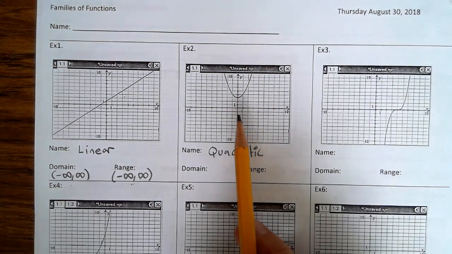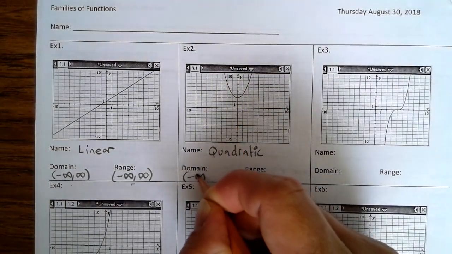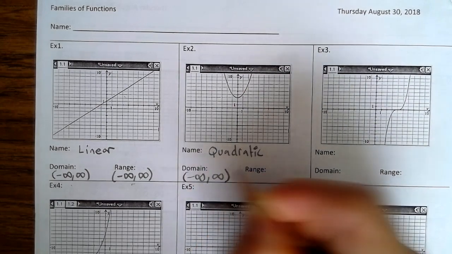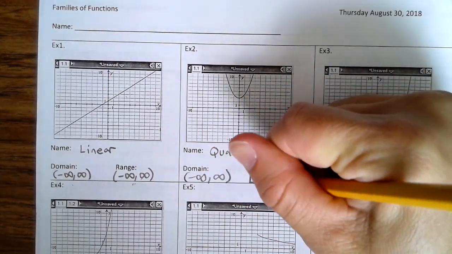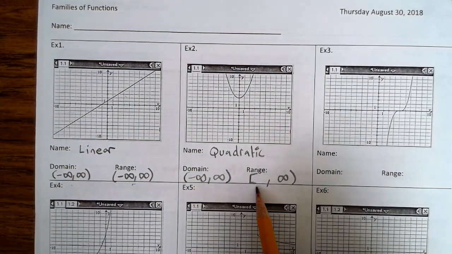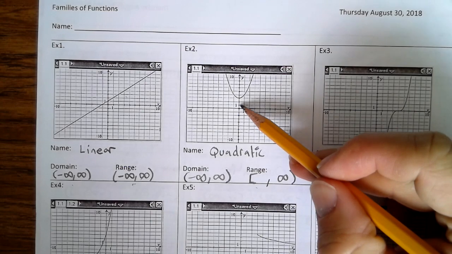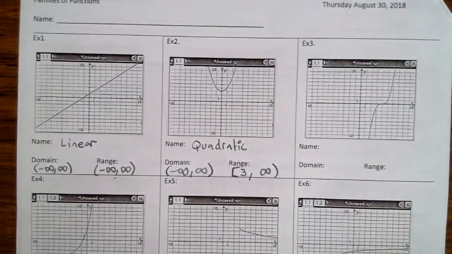Now, we know from the previous page that the domain for a quadratic is always negative infinity to positive infinity. But the range, we know, is bracket to infinity. So what we have to do is, we know it's not 0, so we find out where the bottommost number is. So 1, 2, 3. So it's [3, infinity).